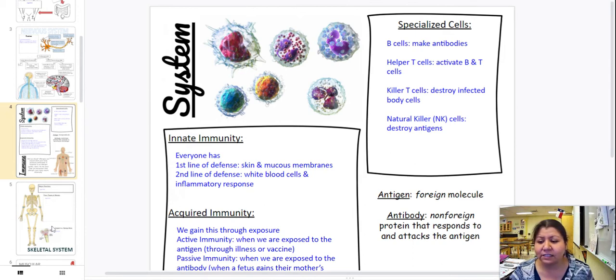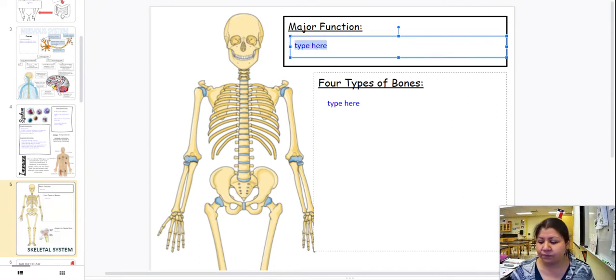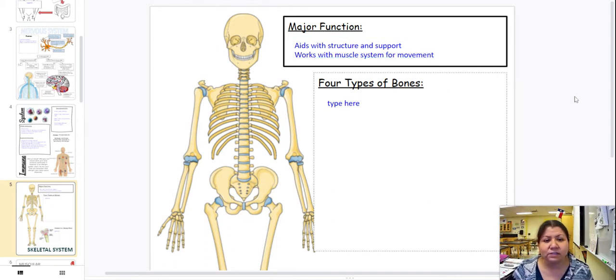So we're going to go ahead and move on to the skeletal system. The skeletal system is pretty nice and easy. There's not as much to it as there was for the immune system or nervous system. For our skeletal system, our major function is that it's going to aid with structure and support. Oops, misspelled structure. And it works with your muscle system for movement. That's basically what our skeletal system does.